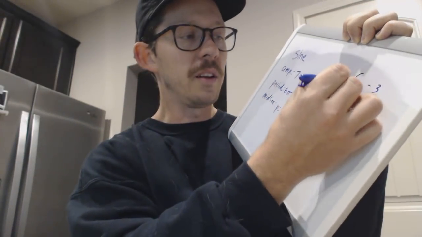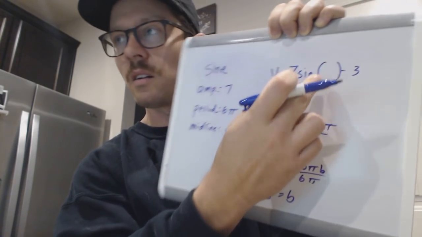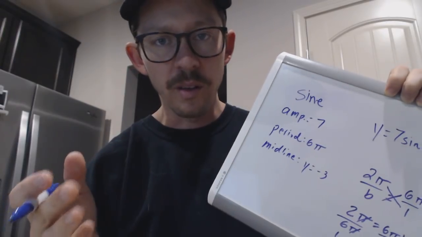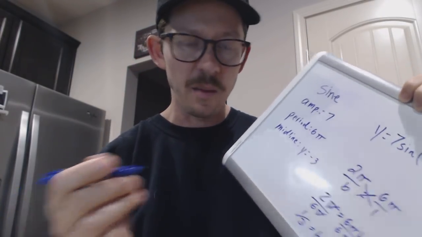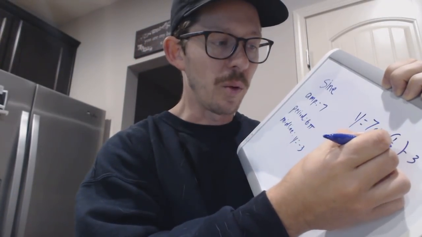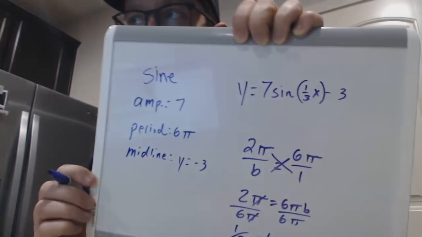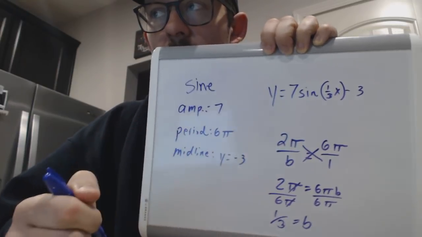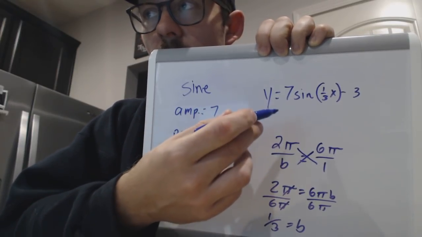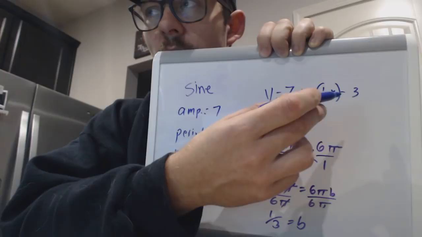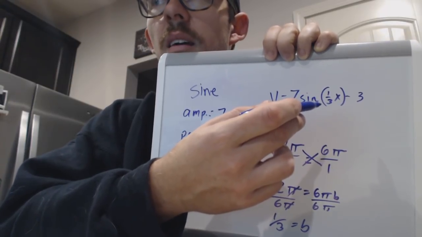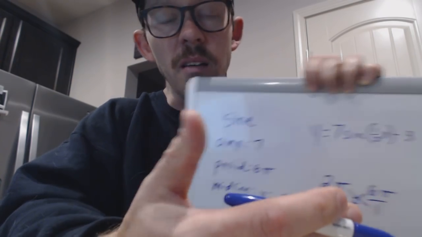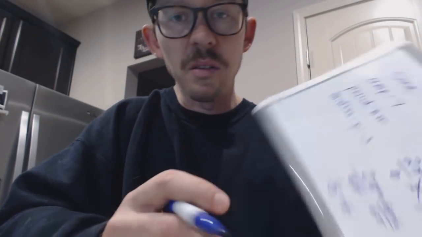So all I have to do, see right here, you could either put 1/3 x or you could put x over 3. It doesn't matter, but let's just say I did 1/3 x right there. See that? This has all these characteristics right here. The amplitude is 7, the midline is y equals -3, and you see how they're dividing by 3. If you multiply 2 pi times 3, you get 6 pi, right? So that's how you can do that.